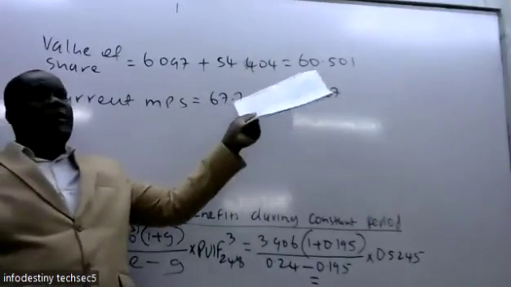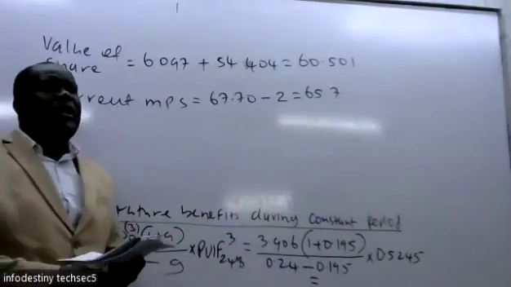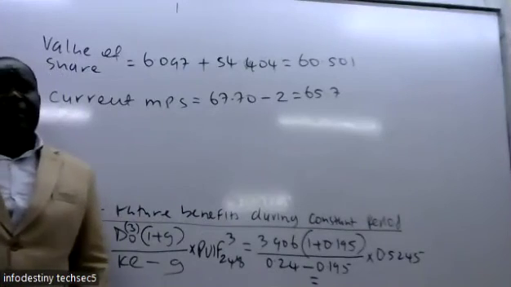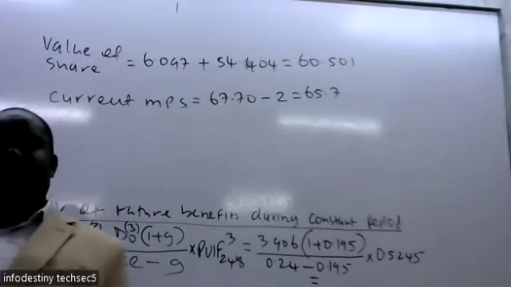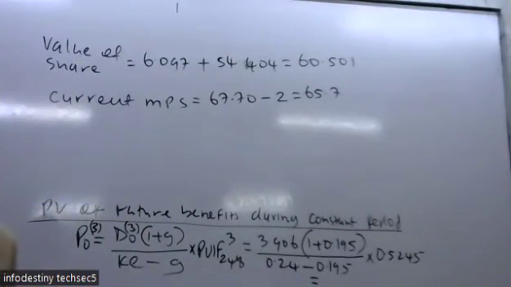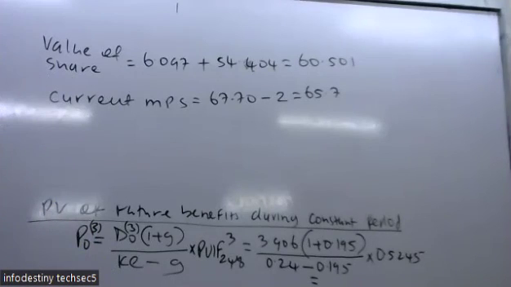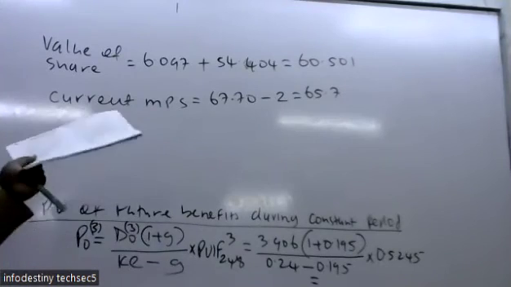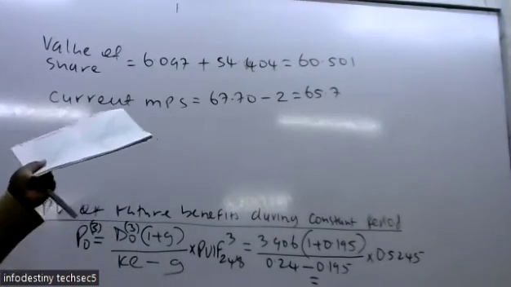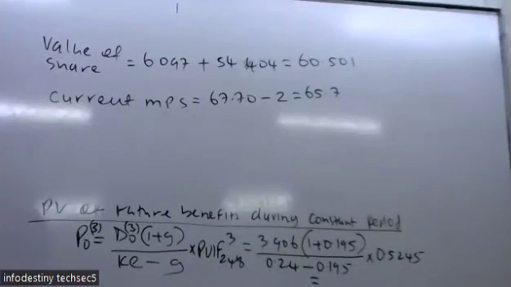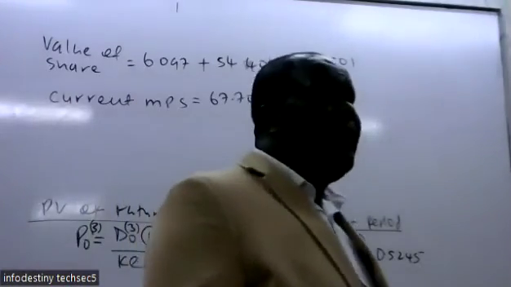The share is going at 65.7, but the true value of the share is 60. So this share is overvalued by the market. The comment there is that the share is overvalued by the market forces. The market is selling at 65.7, but the true value when you calculate it is 60.